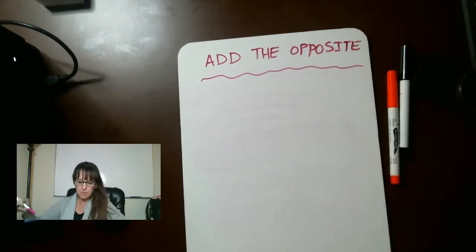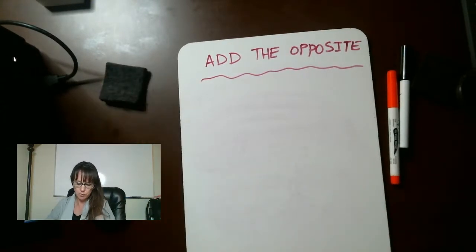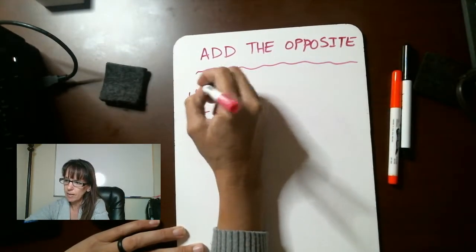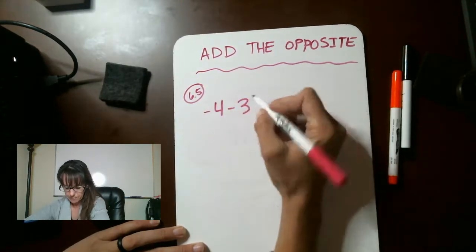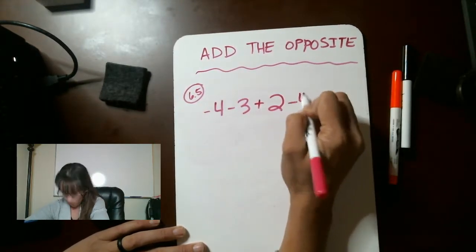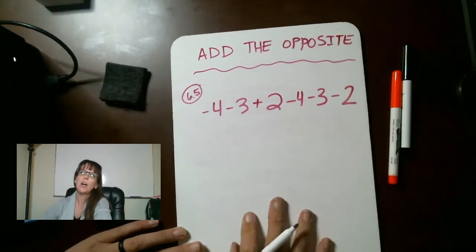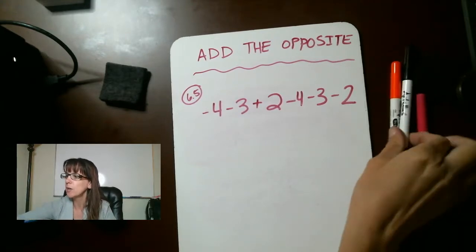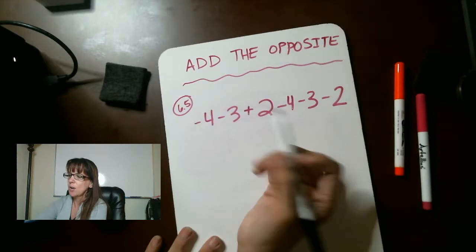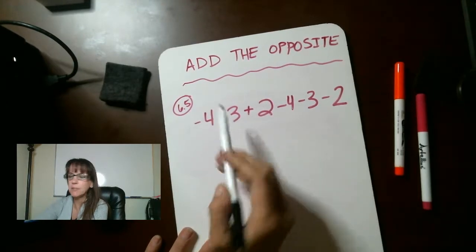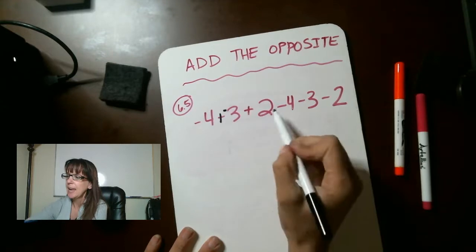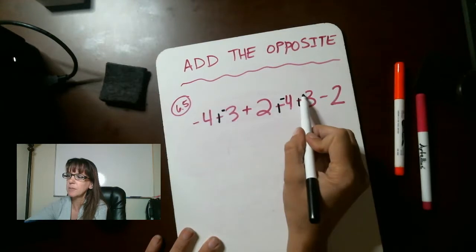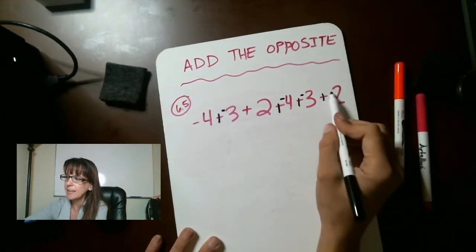So some of these are going to be with subtraction. So if you could look down to 6.5, we have a good example there. So this is 6.5. We have negative 4 minus 3 plus 2 minus 4 minus 3 minus 2. We do not subtract, we add the opposite. So the very first thing that you're going to want to do when you see these subtraction signs is we are going to add, and then the opposite of positive 3 is negative 3. Add, the opposite of positive 4 is negative 4. Add, the opposite of positive 3, negative 3. And add the opposite, okay?